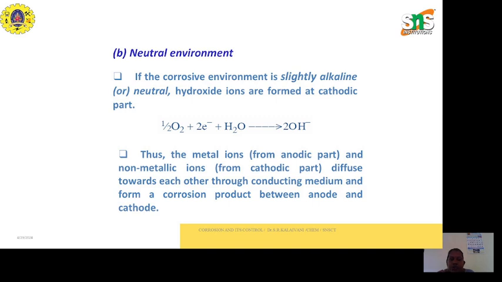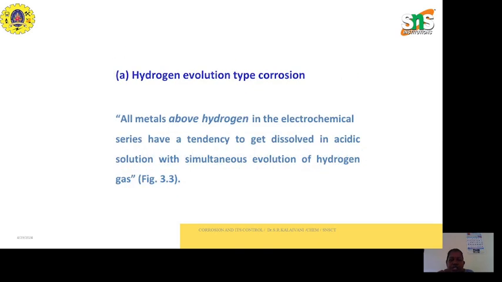In the case of a neutral environment, if the corrosive environment is slightly alkaline or neutral, hydroxide ions are formed: O2 plus 2e- plus water molecule form hydroxide ions. Thus the metal ions from the anodic part and the non-metallic ions from the cathodic part diffuse towards each other through the conducting medium and form a corrosion product between anode and cathode.